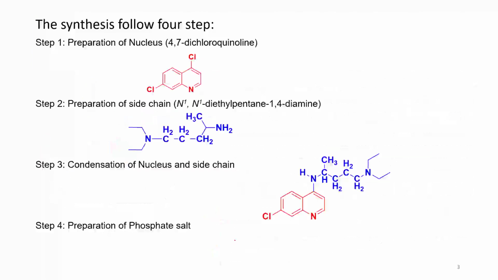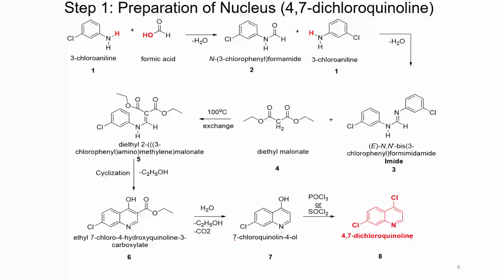Now we will switch to the synthesis. As I said before, the synthesis is based on two main steps. One is preparation of the nucleus and another is preparation of the side chain, and the remaining two steps are just the condensation process and preparation of the phosphate salt. So first, the preparation of the nucleus.